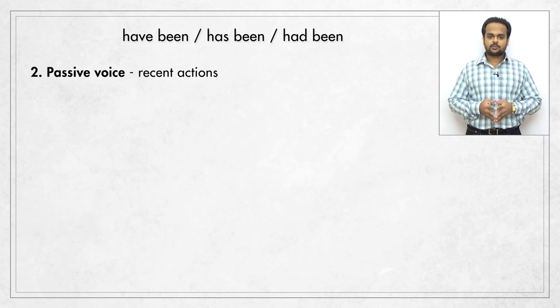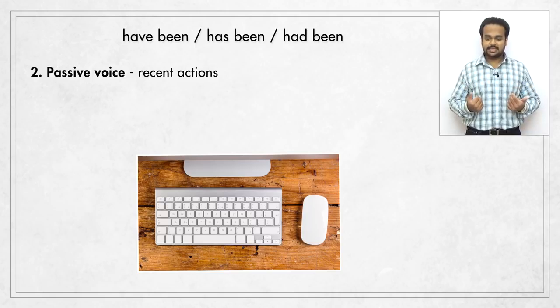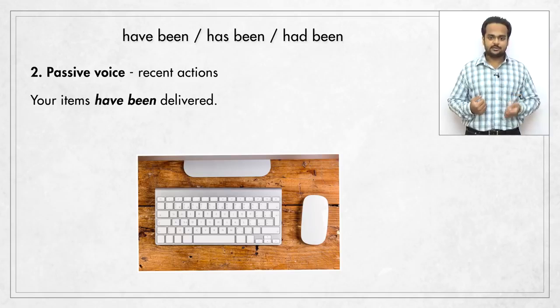Okay, let's now move on to the second use of these forms. This is in the passive voice to talk about recent actions. Now, I recently needed to buy some computer parts. So I went to Amazon.com and I bought a mouse and a keyboard. After I received the items, I got an email from Amazon. It had this line, "Your items have been delivered."